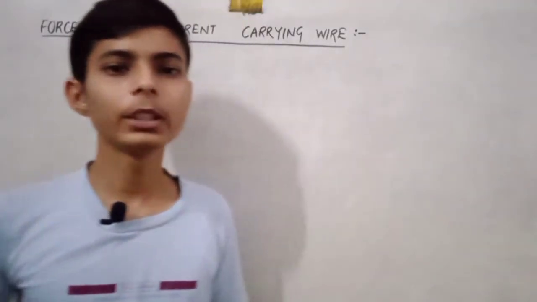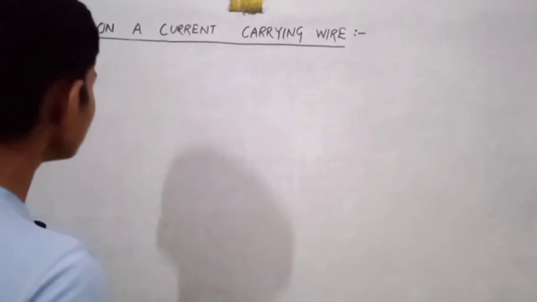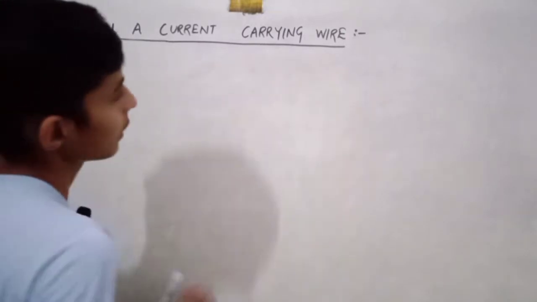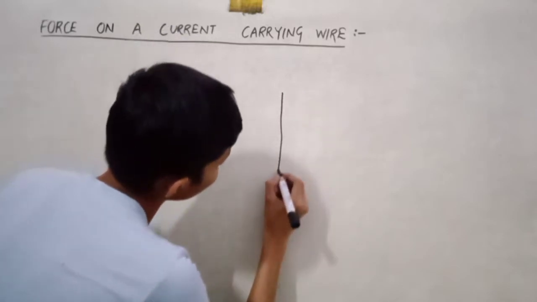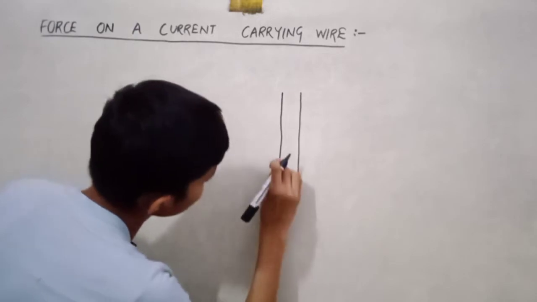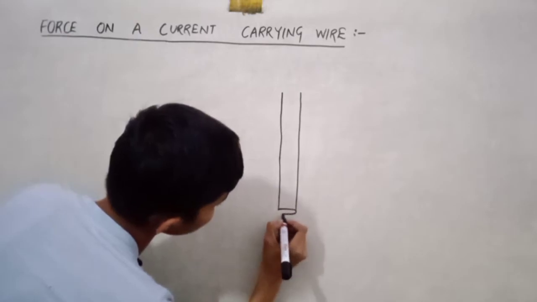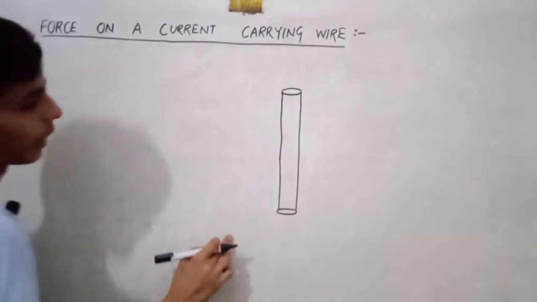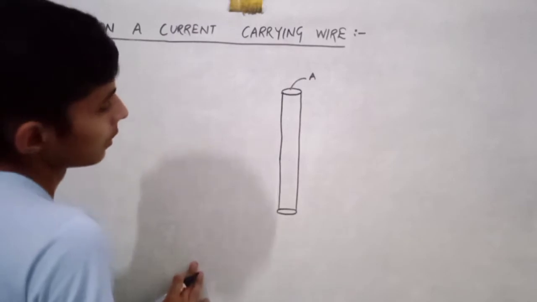Hello friends, I am back with another lecture of moving charges and magnetism, and in this lecture we are going to study about force on a current carrying wire. So firstly we have to draw a wire. This is our wire of uniform cross section area, and the cross section area of this wire is A.